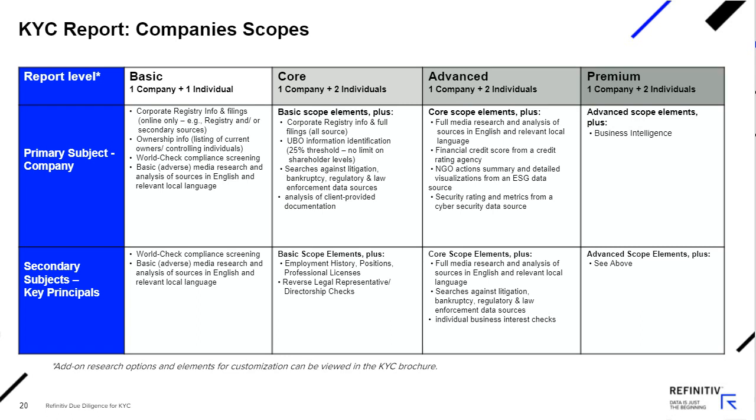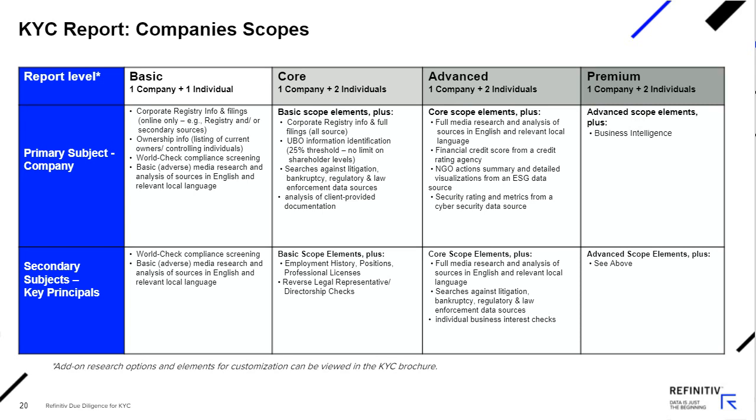Also, we include the security rating and metrics from our current cybersecurity data source partner, that is BitSight, which provides a high-level view on cybersecurity hygiene and provides a rating against that. For the secondary subject key principles in the advanced report as well, full media on that individual, full litigation, bankruptcy, regulatory, and law enforcement, and individual business interest checks within the scope.